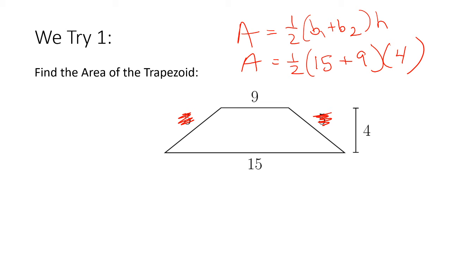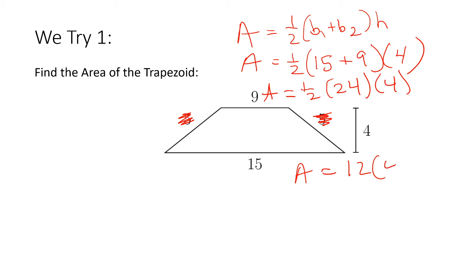15 plus 9 is 24. 24 divided by 2 is 12. So 1/2 times 24 times 4 will equal the area. 1/2 times 24 is 12. So I'm going to have 12 times 4, which means that our area is going to be 48.